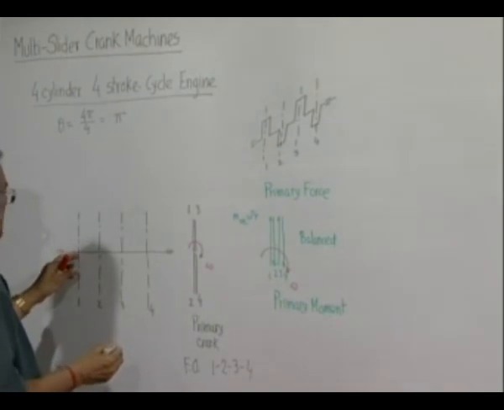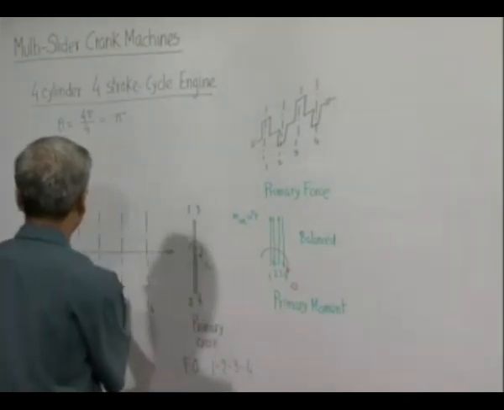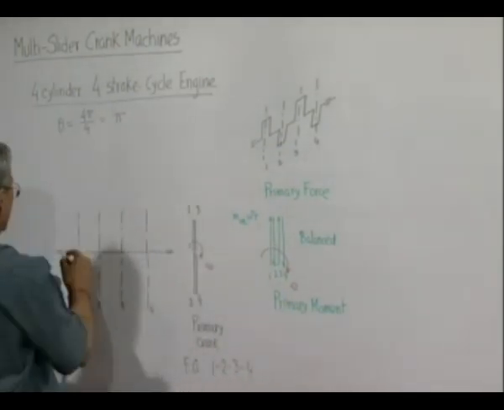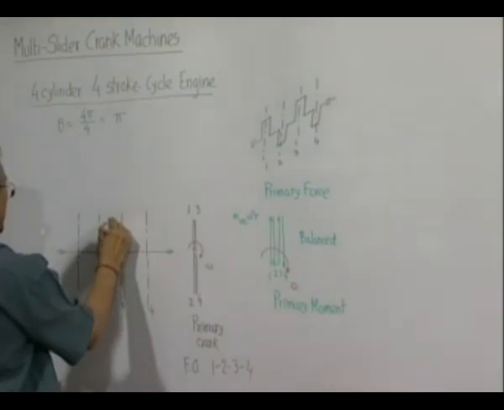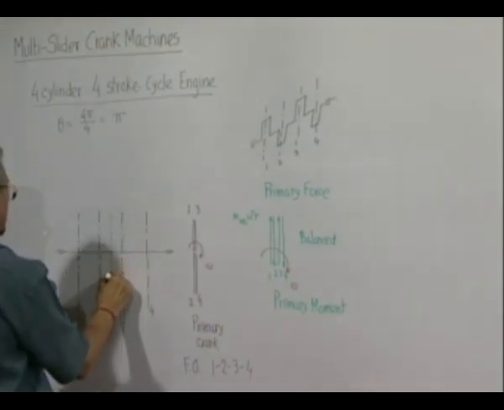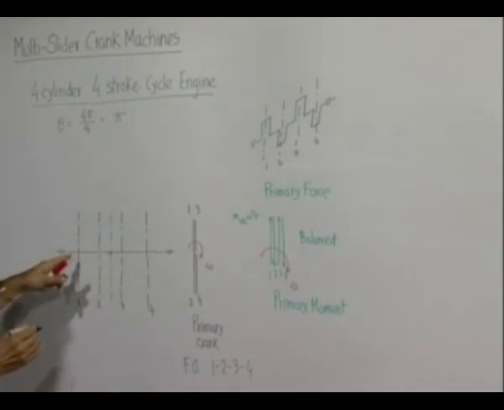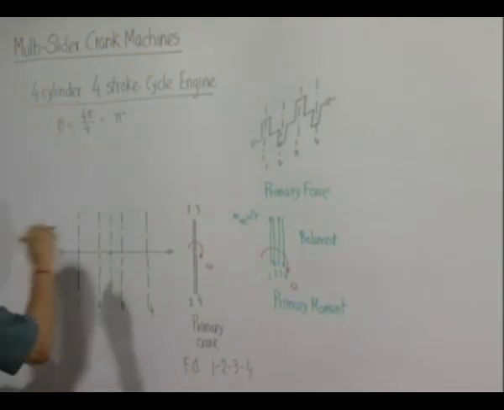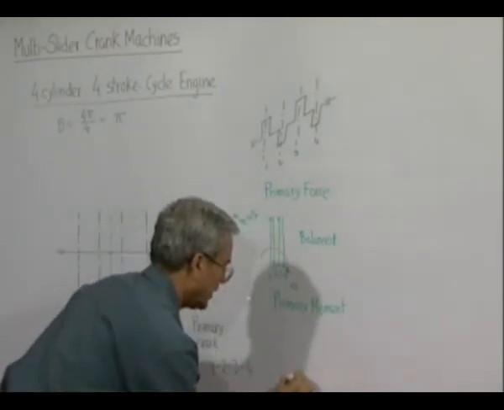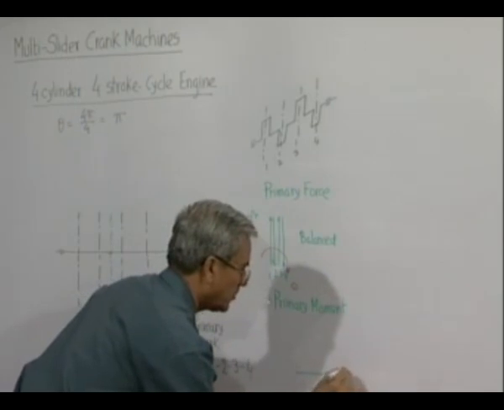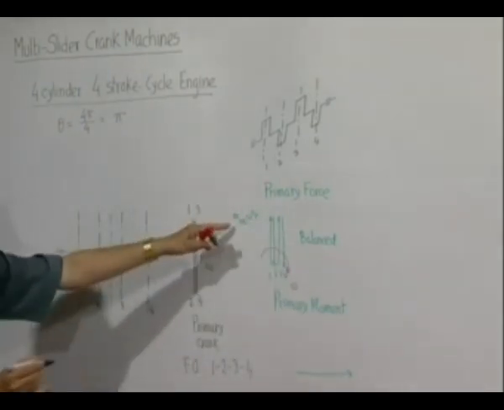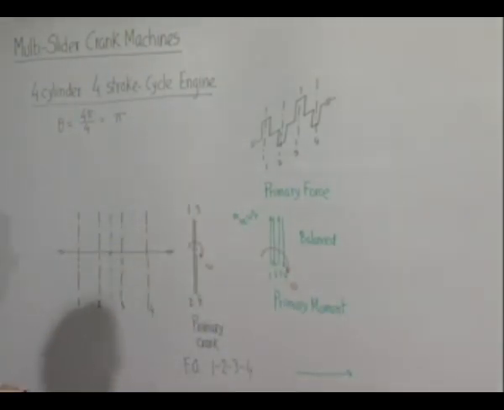So, for number 1, it is in this direction. Since this is the cylinder's engine center line and this is the point about which we should take the moment, this will produce a moment in the right hand direction whose magnitude is known, this into 1.5a.